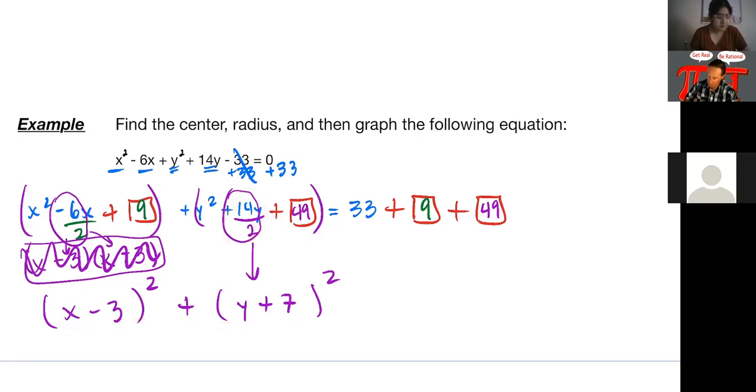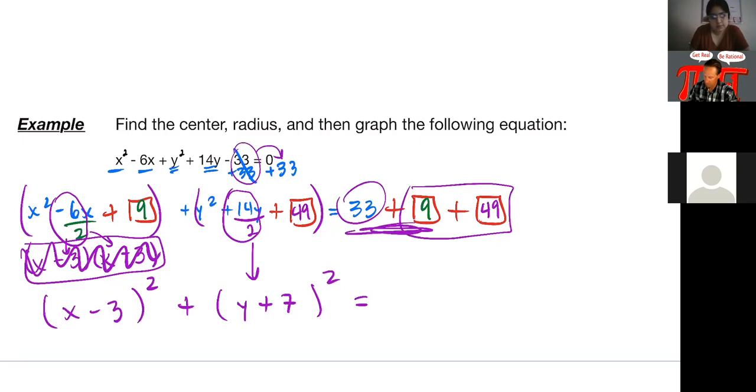Now, you do have to also clean up the right side. So don't forget, you add your original 33 that we added over. And then we got a 9 and a 49 together. So what is 33 and 9? 42. And then add 49 to that. What's 40 and 40? 80. And 2 and 9? 11. So that gives me? 91.